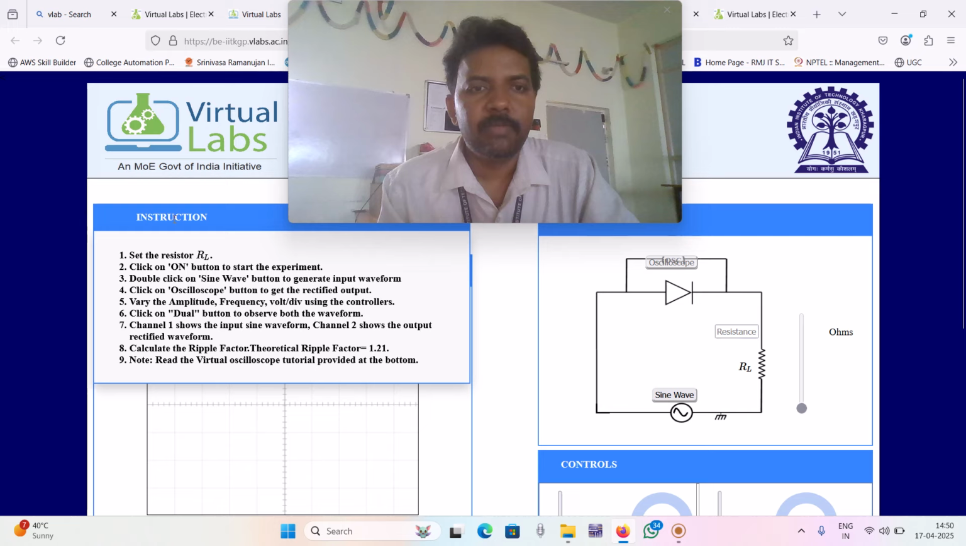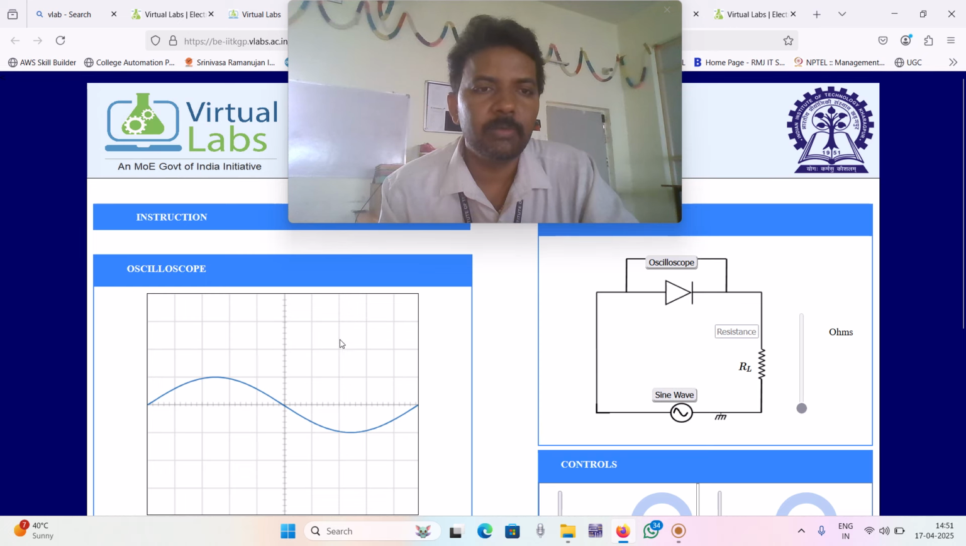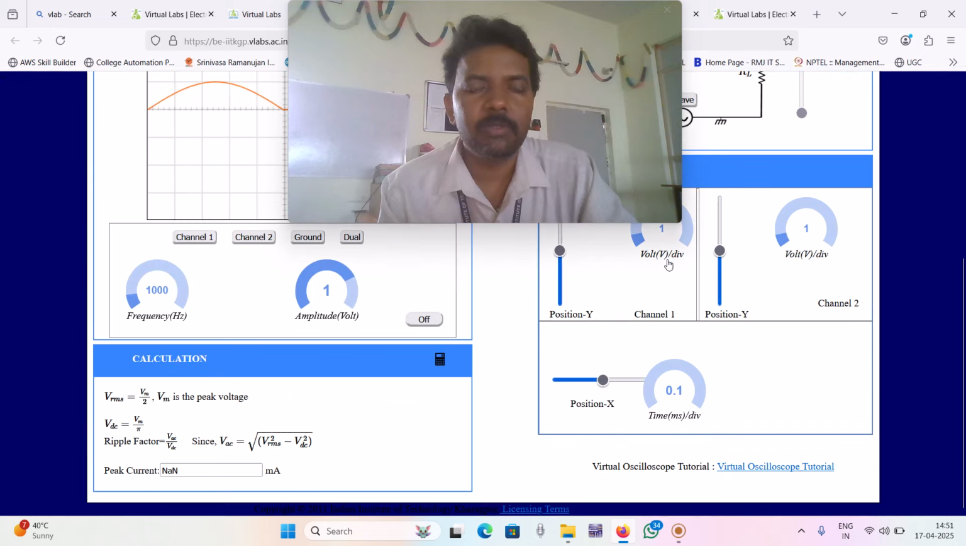Okay. Then, what are the other options? We need to vary the amplitude and frequency using the controllers that are available. And if you want to check the output of the rectifier, then you can click on the oscilloscope. This is the oscilloscope. For input, we need to click on this one, then you can observe the waveform on the oscilloscope. And if I click on this oscilloscope again, it will show the output also. So these are the controllers, so you can change the amplitude as well as the frequency.